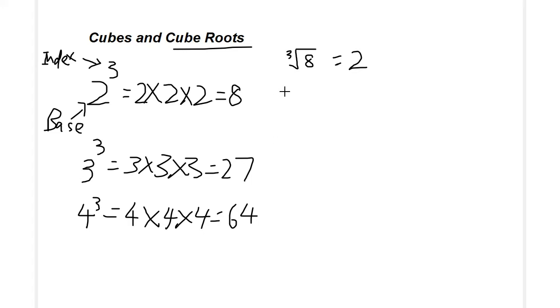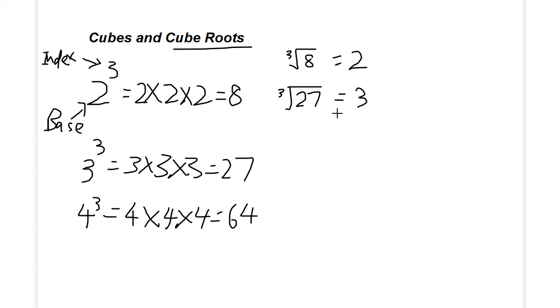Same for 27. When you cube root 27, you will get back, sorry, let me write this properly. When you cube root 27, you'll get 3. Okay, so this is how you solve for cube roots.